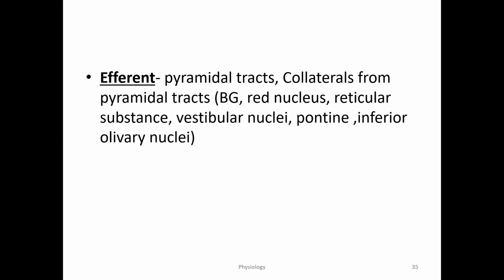So these are the different efferent connections from area number 4 or 6. That is the primary motor area, supplementary motor area, and premotor area. It will send motor information to different parts like the spinal cord, then different parts of the brain, like basal ganglia, red nucleus, reticular substances, vestibular nuclei.